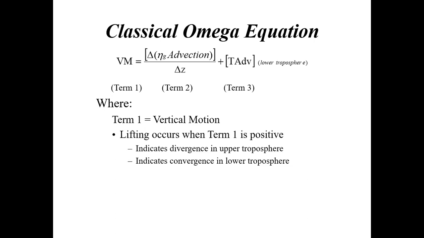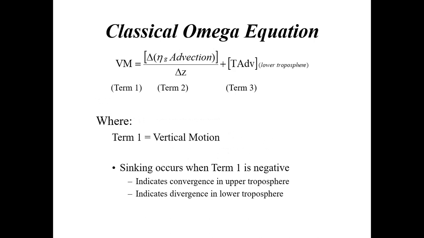We talked a little bit about that level of non-divergence, the middle part of the atmosphere, where we have the change from convergence to divergence. So bottom line here, term 1 again is Vm, which represents vertical motion. Sinking air is going to occur when term 1 is negative. So if we had a value for Vm and it had a negative sign in front of it, that would mean that sinking air is occurring.